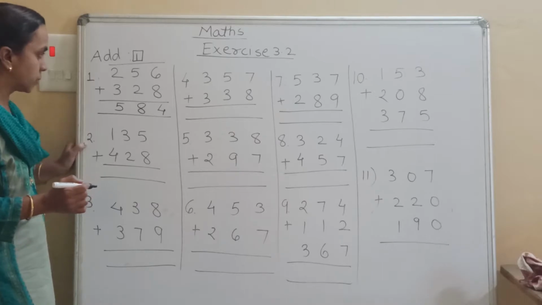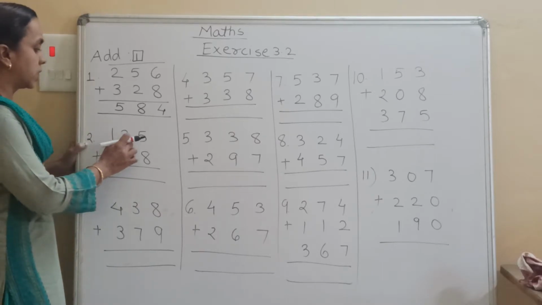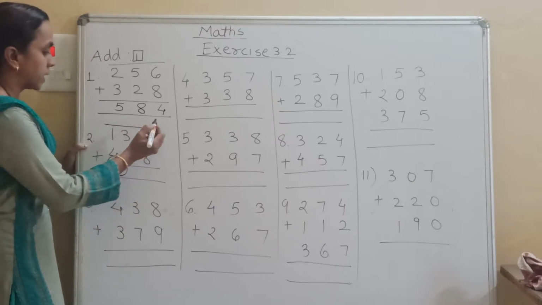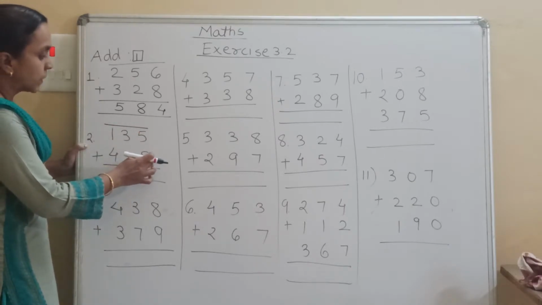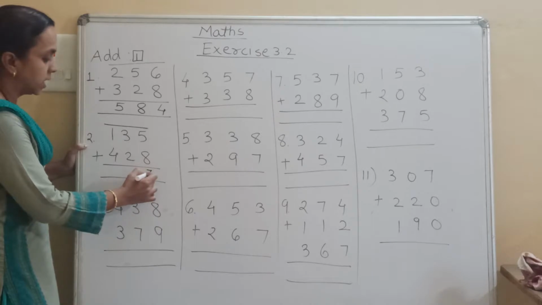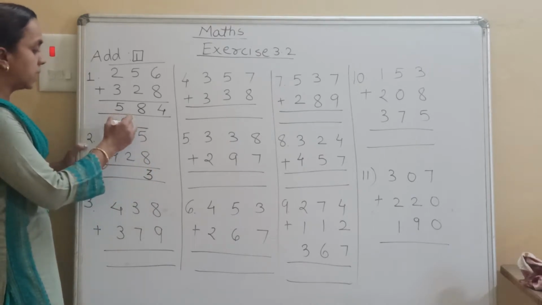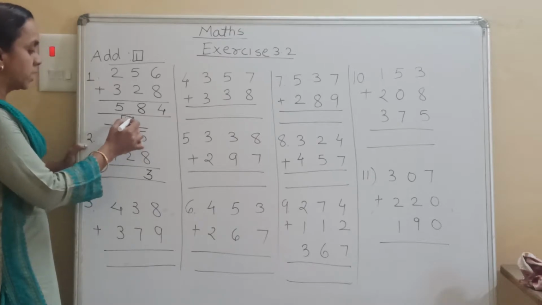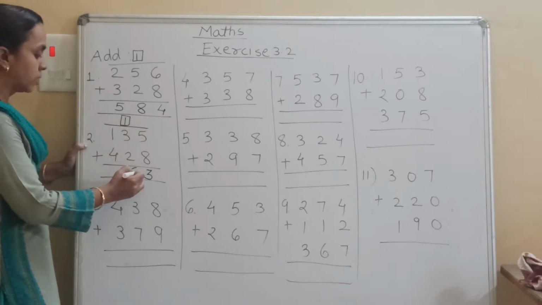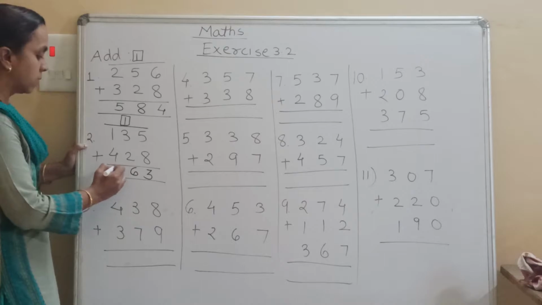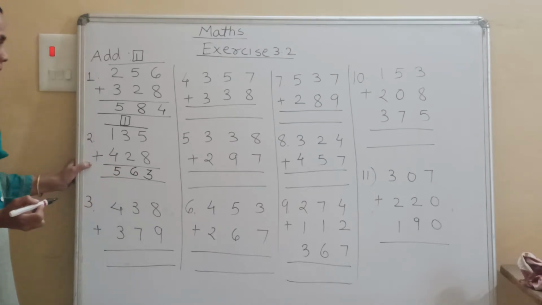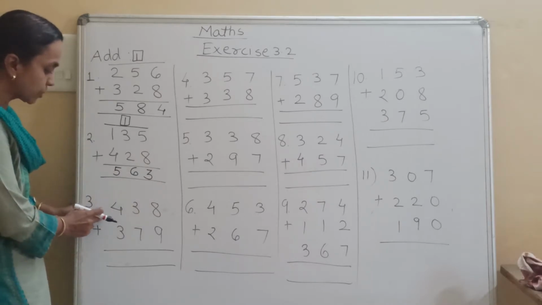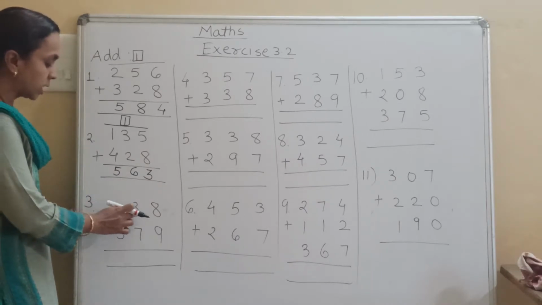So what is the answer? 584. Now see the second question. 135 plus 428. Now do the addition. 8 plus 5, 13. What is the carry? 1. Write down 1 here. 3 plus 1, 4. 4 plus 2, 6. 4 plus 1, 5. So what is the answer? 563.